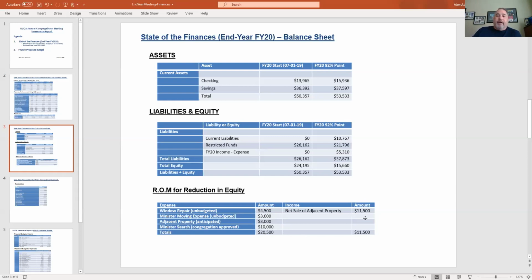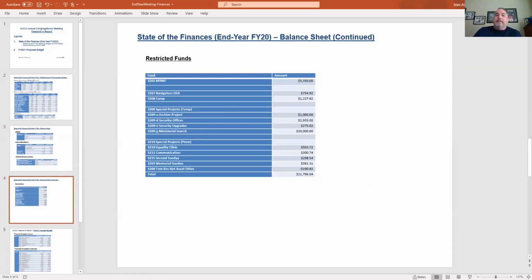So that's 25. On the income side, unexpected was what we cleared on the property after paying back the $45,000 to endowment. So subtract the 11.5 from the 25, you roughly get this right here, a draw down from 24 to 15.5. And the last page of the for information only is the restricted funds.